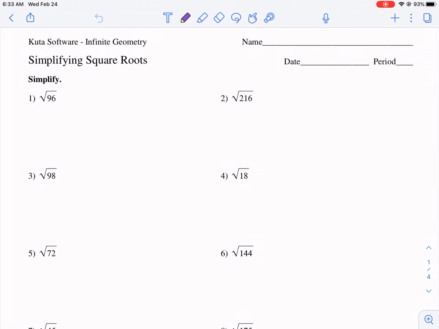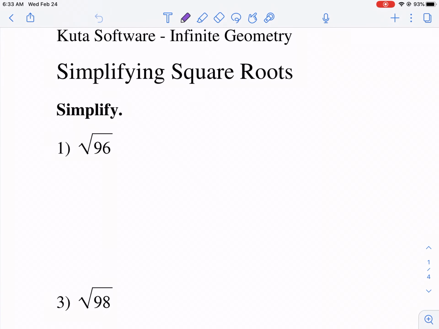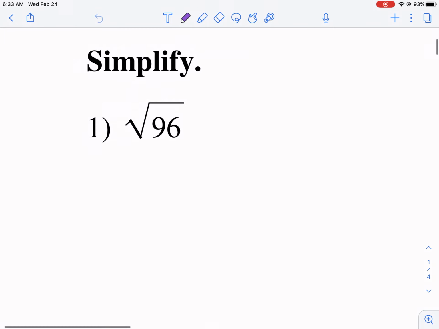Today we are doing simplifying square roots. This is also known as rationalizing radicals, simplifying radicals, however you want to call it. That's what we're going to do today, and I'm going to break it down into two different ways that we can use in order to simplify these radicals.